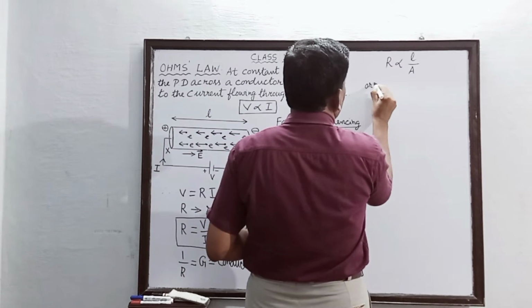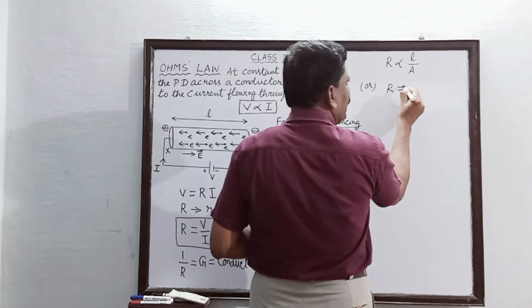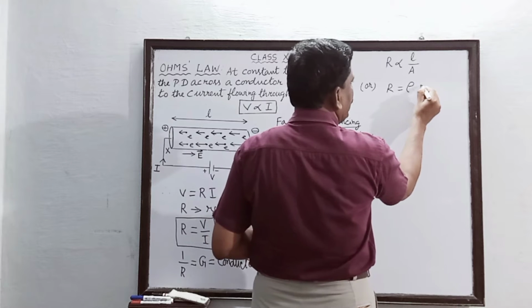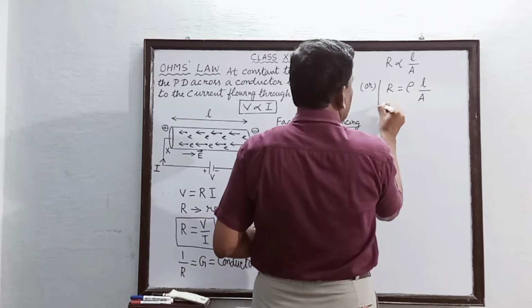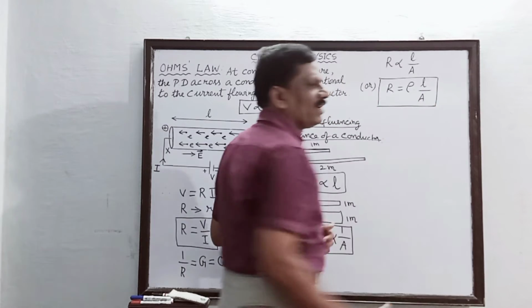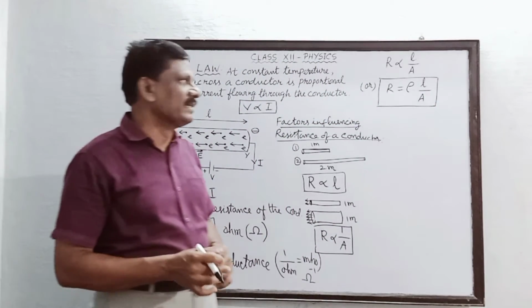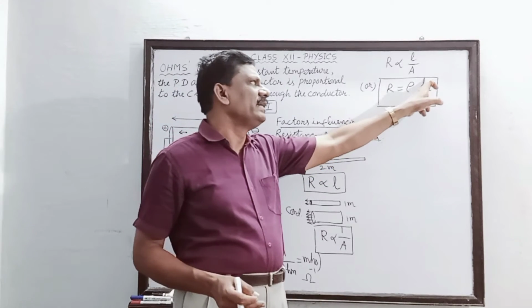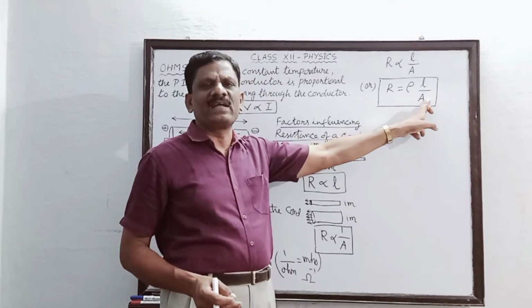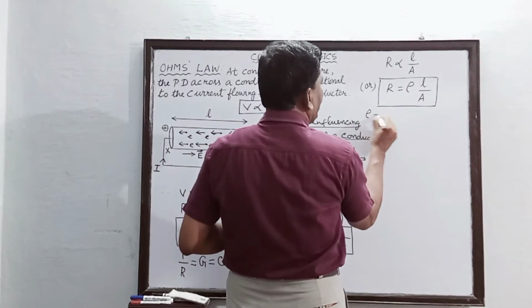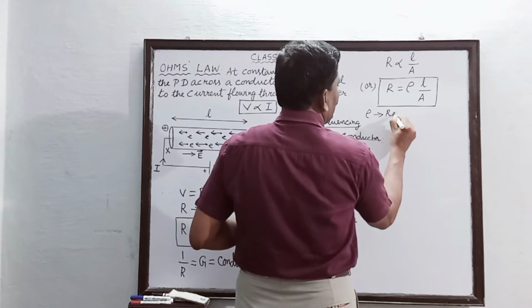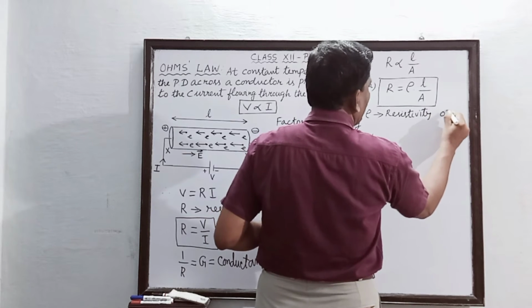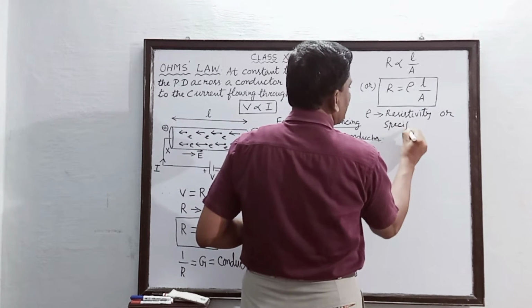Or we can also write this as an equation by multiplying by a constant of proportionality, and that one is rho into L by A. So this is a standard equation for solving numerical problems in competitive exams. So the resistance of a conductor is equal to rho, a constant of proportionality, into length L divided by area of cross section A. And this rho, I told you, is a constant of proportionality, which is called the resistivity.